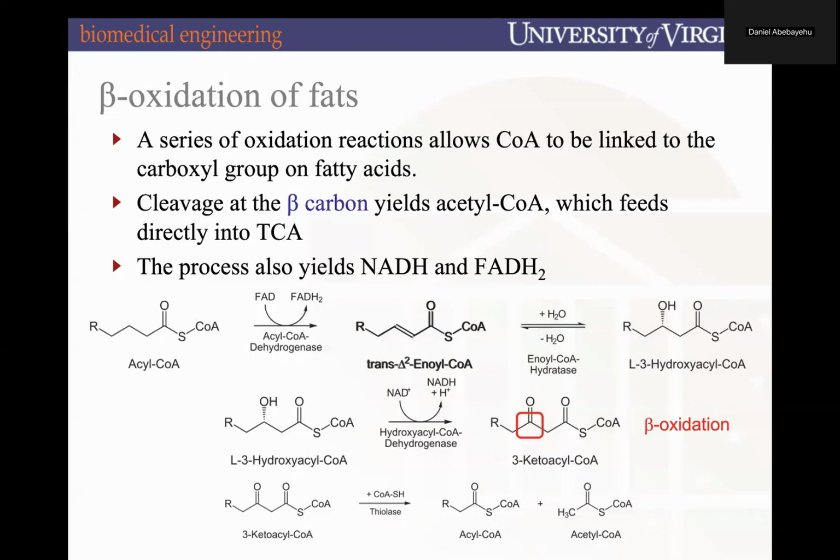And so the breakdown of fat into fatty acids allows us to use them as a source of energy to produce acetyl-CoA that then feeds into the TCA cycle. So it can be used as a substrate for energy.